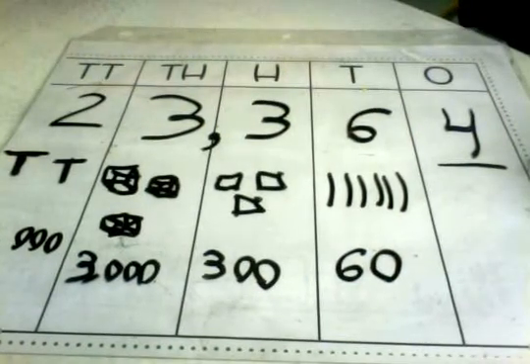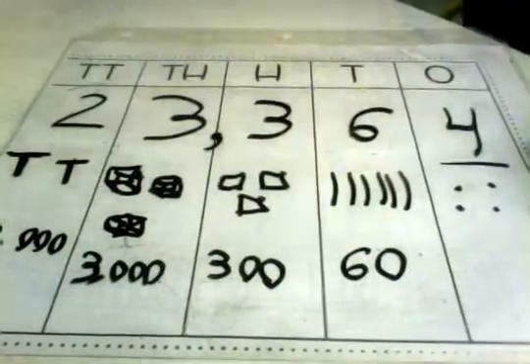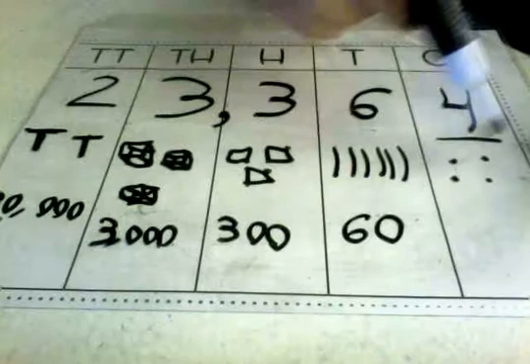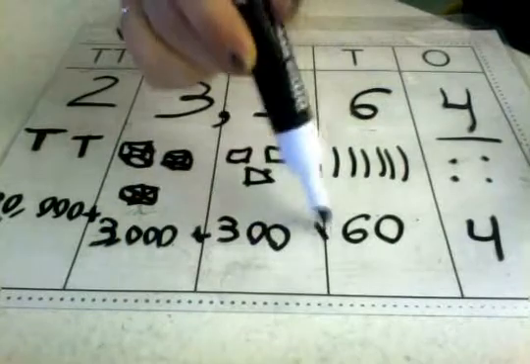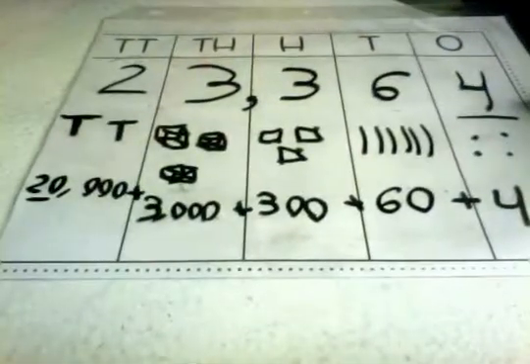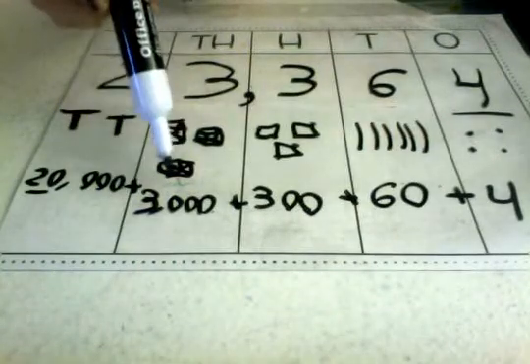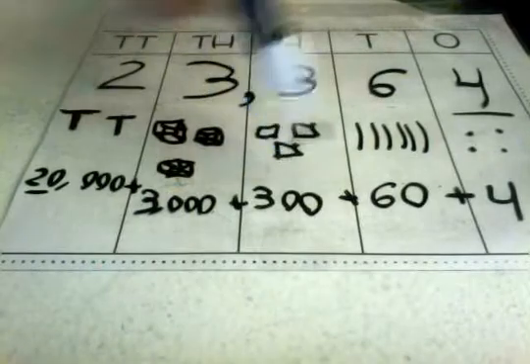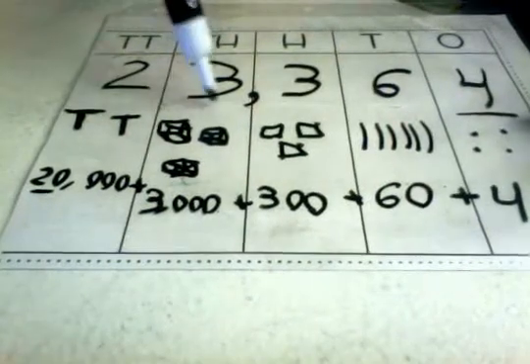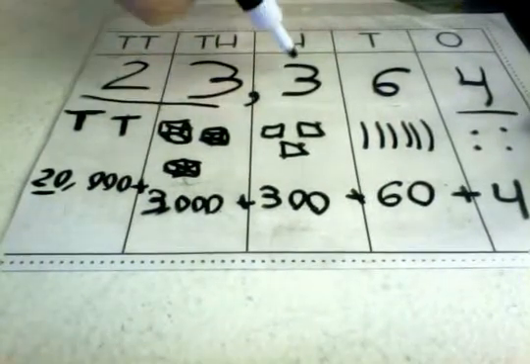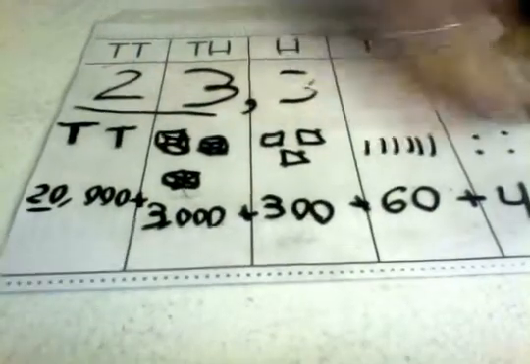So now let's take a look at this digit here. Well, what place value is it in? The ones. Draw 4 ones. 1, 2, 3, 4. So count by 1. 1, 2, 3, 4. That's got a value of 4. Put in your addition signs for our expanded form. And let's go ahead and read that together. 20,000 plus 3,000 plus 300 plus 60 plus 4 equals 23,364. Go ahead and erase your boards.